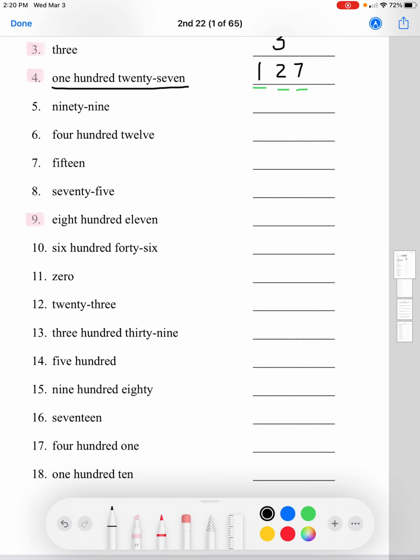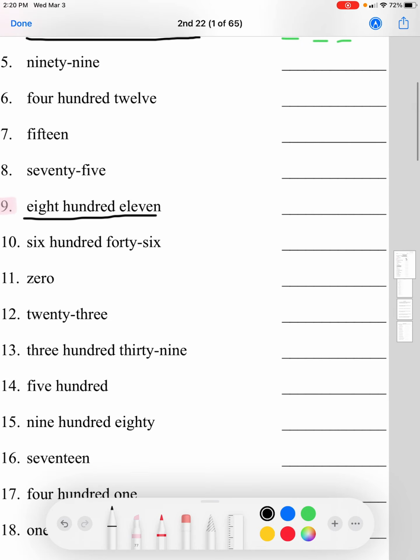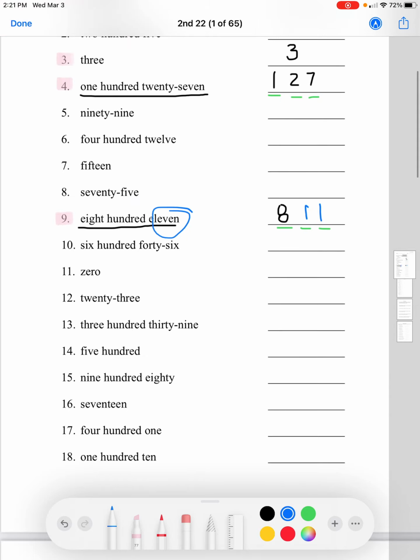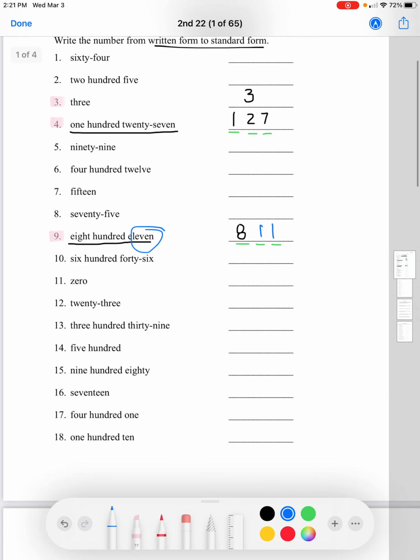Let's go over number 9. The written form is 811. So we're going to write 800. And we know that there are 3 place values now because it's in the hundreds. And then the next number is 11. So we're just going to write 11 right here. 811. And that's basically how you solve this. You're just going to read out the number and then write it exactly in this number form.